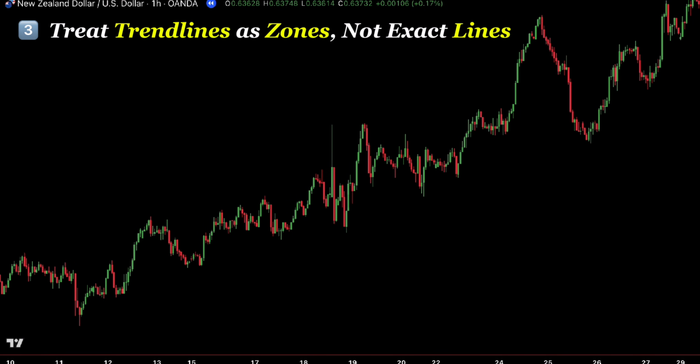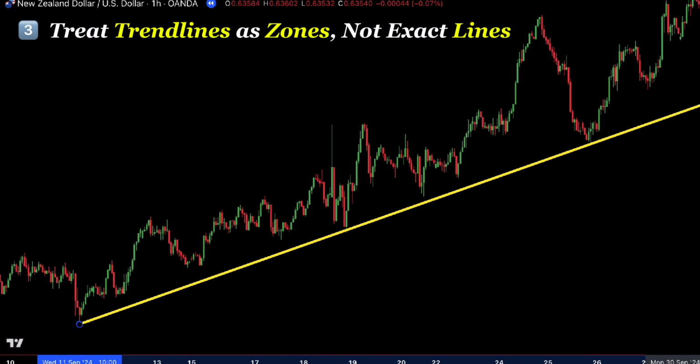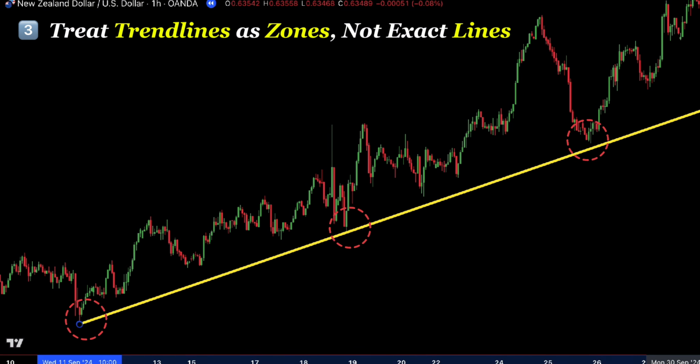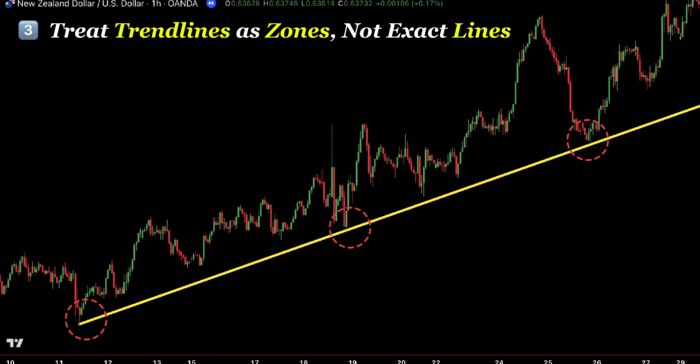Treat trend lines as zones, not exact lines. A trend line is a guide, not a laser-precise barrier. Price won't always touch the trend line perfectly. Sometimes, price reverses before touching the trend line. Price overshoots and comes back. Price hesitates around the zone.